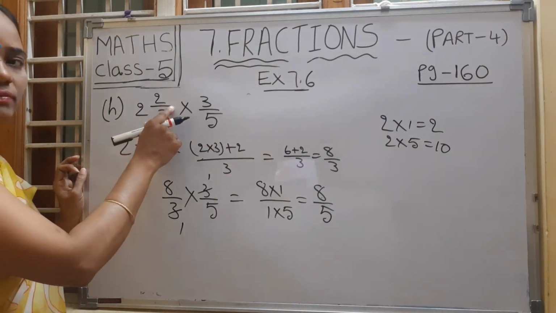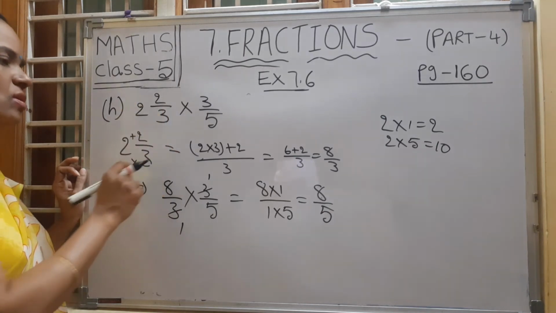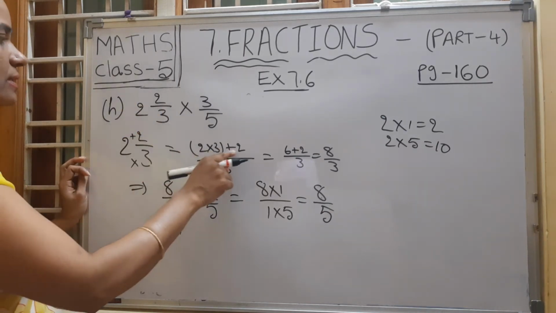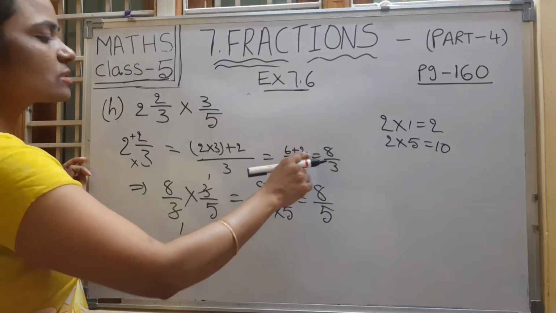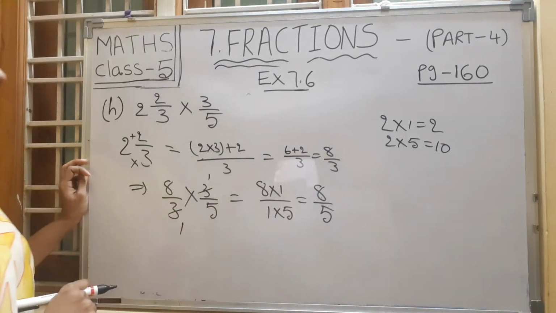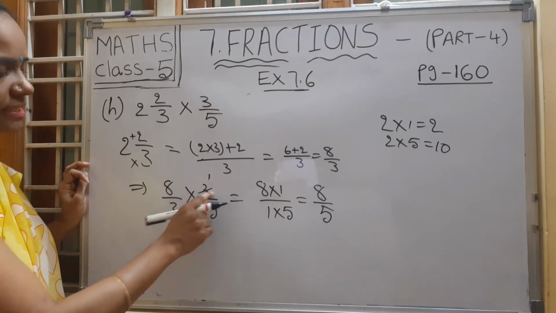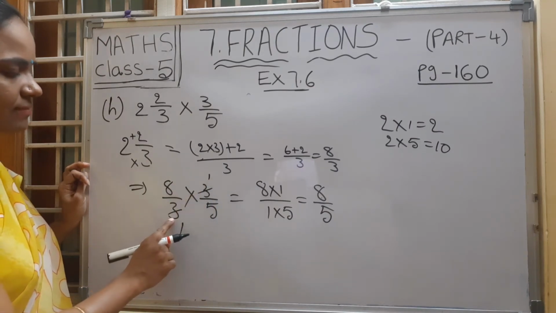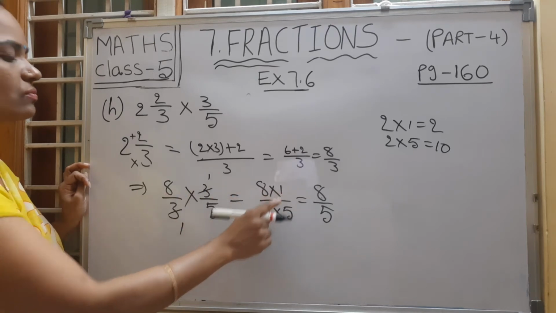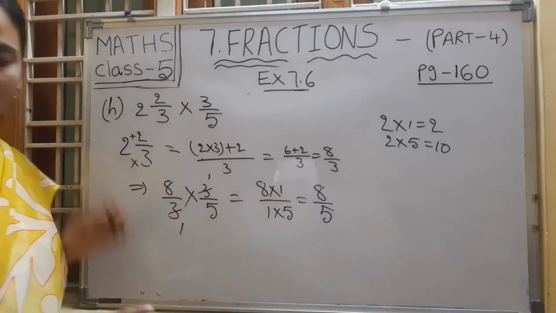It is the mixed fraction. Convert this one into proper fraction. 2 into 3 plus 2 by 3. 2 3s are 6 plus 2 by 3. 8 by 3. So 8 by 3 into 3 by 5, the 3 gets cancelled. 3 1s are 3, 3 1s are 3. So it becomes 8 into 1 by 1 into 5. 8 by 5 is the answer.